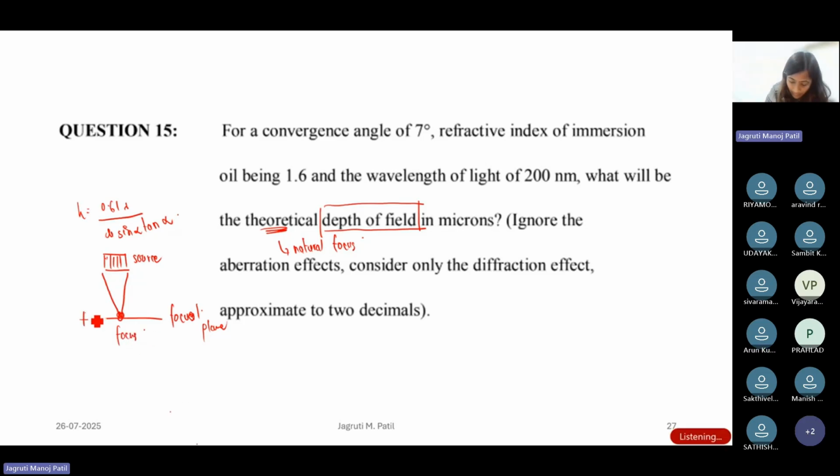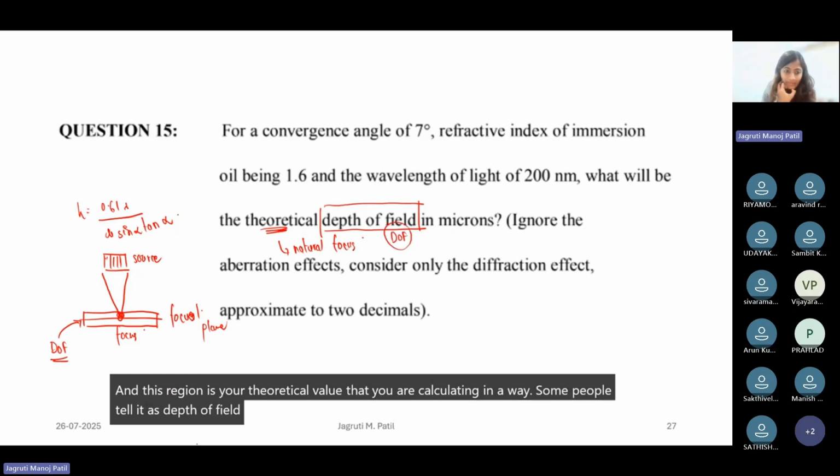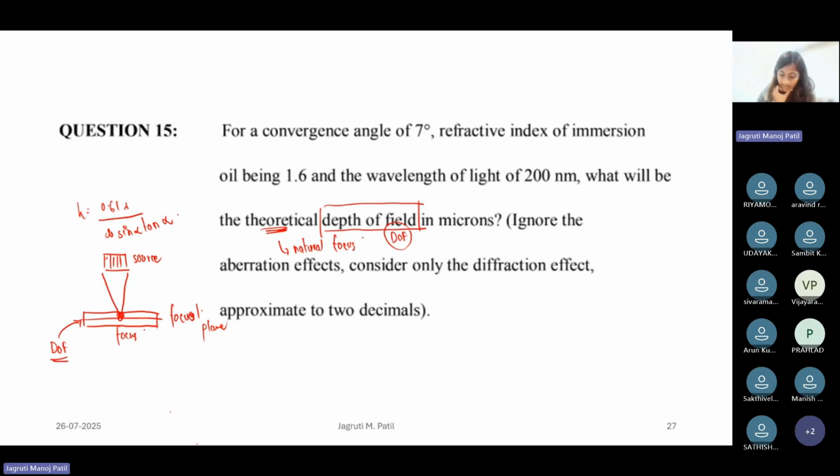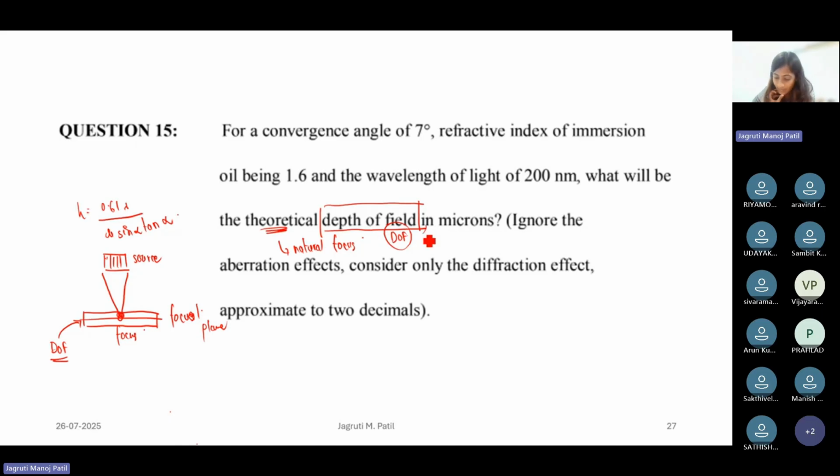Now there will be a region here, and this region is your theoretical value that you're calculating. Some people call it depth of field, some say DOF, some represent it by H. So what happens here is that in this particular region, everything is planar to the sample. Everything is passing equally through the sample.